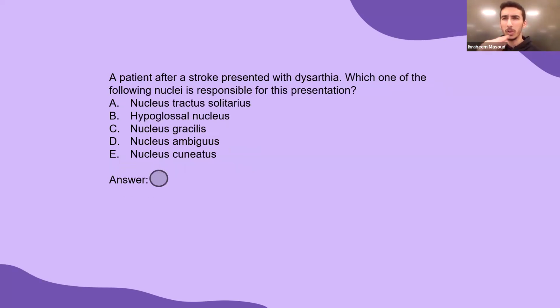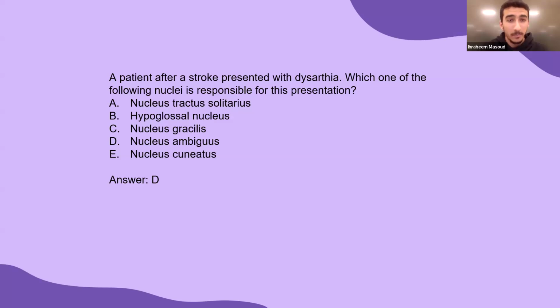So let's do a few questions and then I'll show you a trick and see if it worked better with the other questions. So patient had a stroke and he can't speak. Which one is this? Why did you say D? Okay, it's D, but why? What does the nucleus ambiguus do? What's so significant about it?